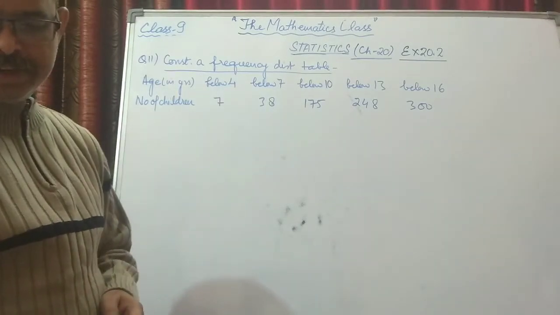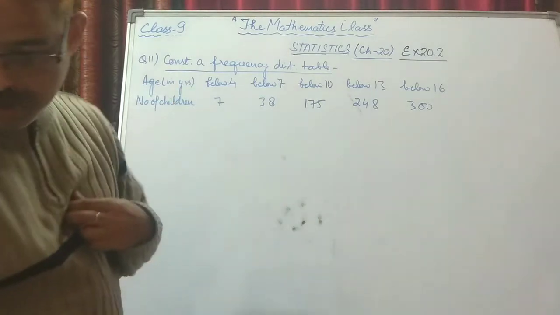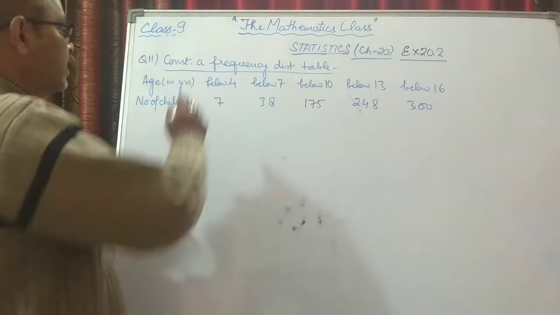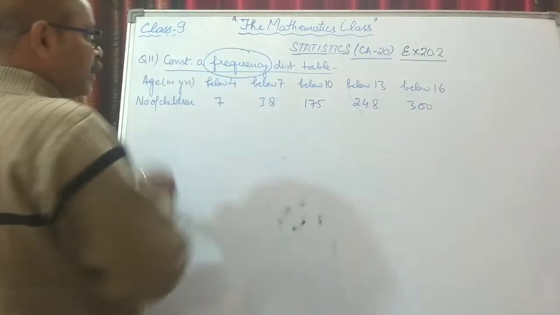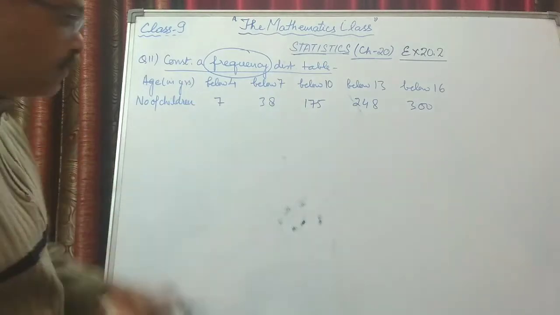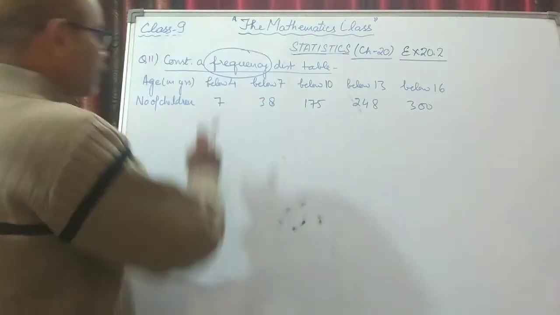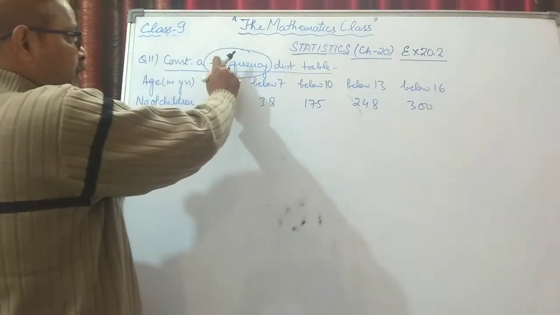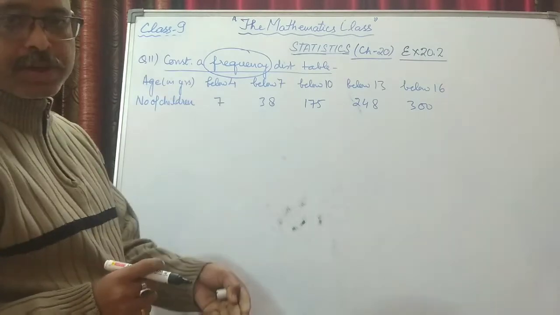This is a little bit different. They say construct the frequency distribution table from the following data. They say construct a frequency distribution table. If they are asking for the frequency, then what is all this given? They are asking to make you a frequency distribution table.